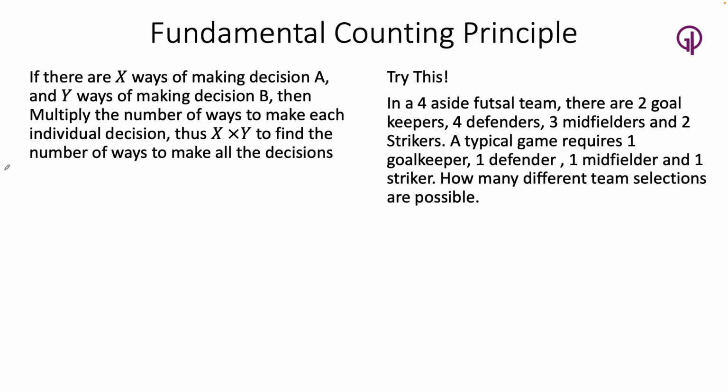Now, the fundamental counting principle states that if there are X ways of making decision A and Y ways of making decision B, then multiply the number of ways to make each individual decision. That's X times Y to find the number of ways to make all the decisions.